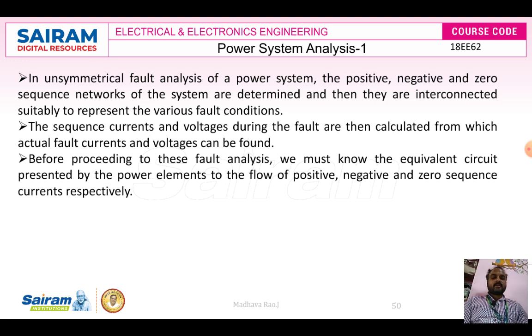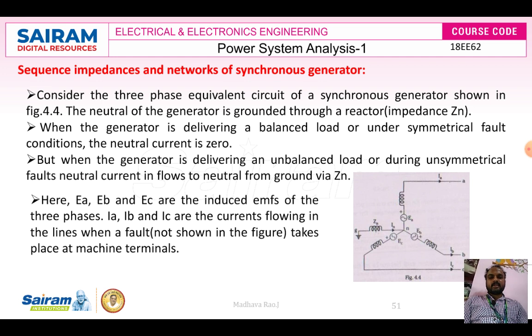Before proceeding to fault analysis, we must know the equivalent circuit presented by power elements to the flow of positive, negative and zero sequence currents respectively. So we have to frame the equivalent circuit.